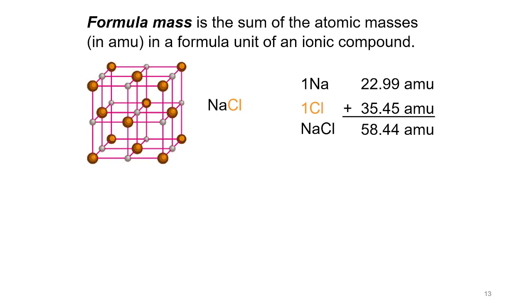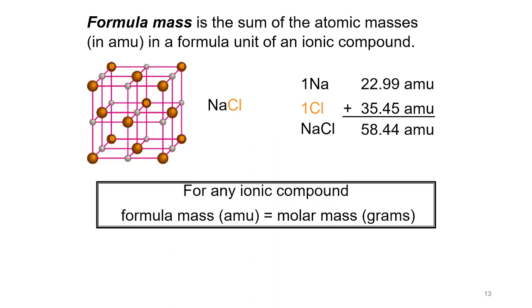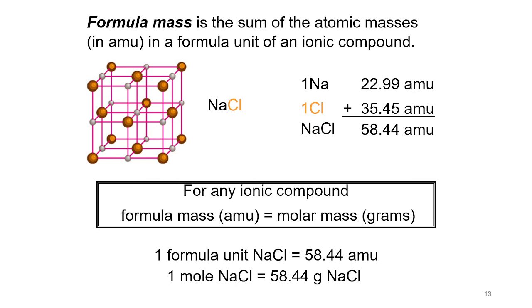So for the usage of this atomic mass unit, it's almost the same as with the molecular and the atomic mass. For any ionic compound, formula mass in atomic mass units is actually equal to its molar mass. So one formula unit of NaCl weighs 58.44 atomic mass units. So 1 mole of NaCl is actually 58.44 grams of NaCl. Same concept, same computations, or same additions.